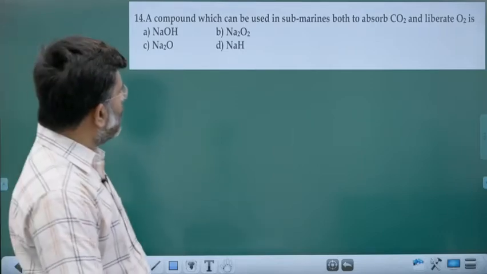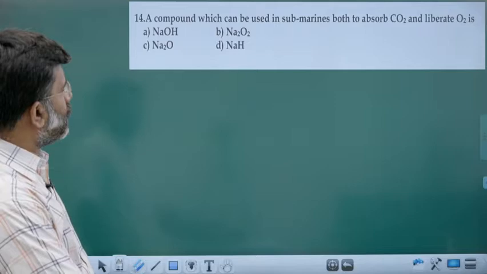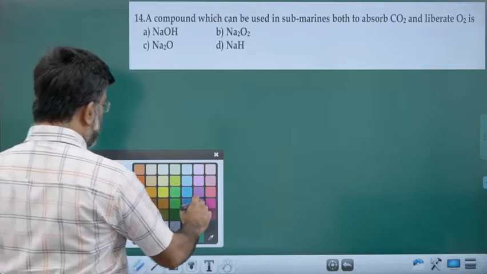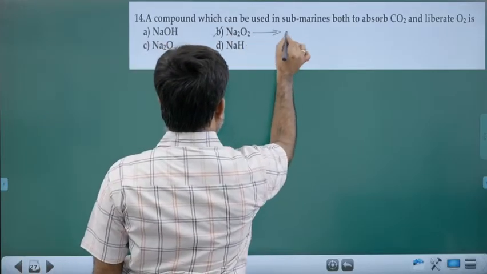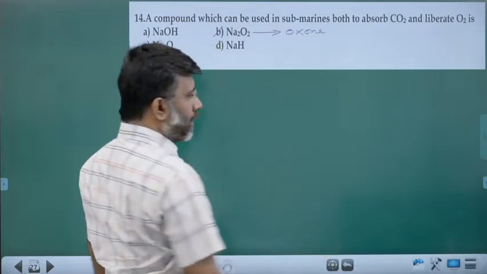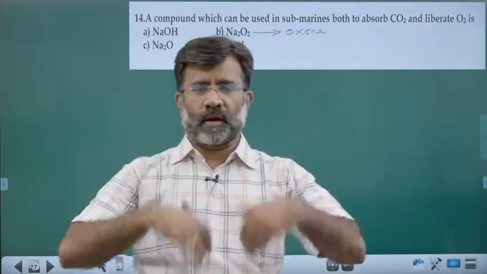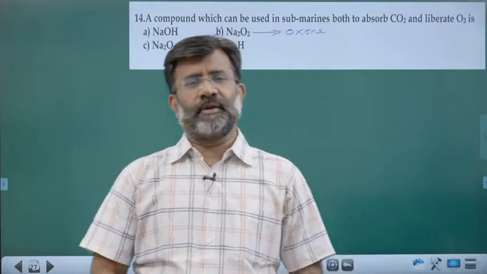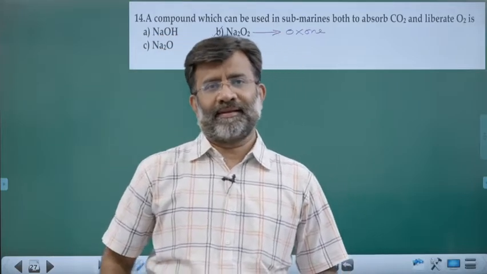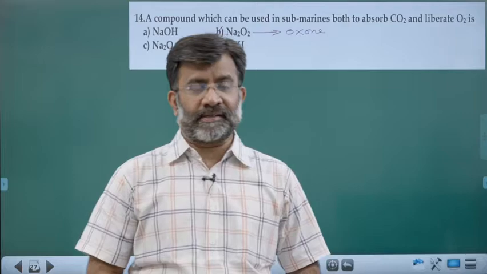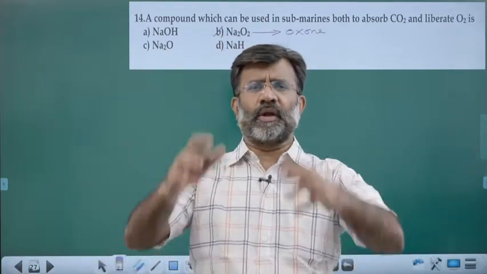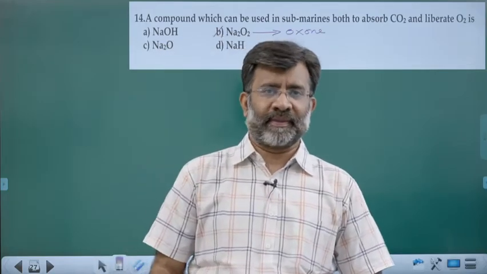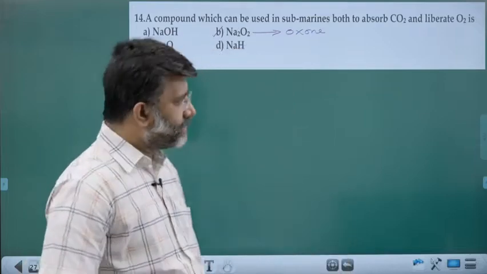A compound which can be used in submarines for absorbing carbon dioxide and liberating oxygen is Na2O2, the one which is very famous called oxone. It can absorb carbon dioxide and release oxygen. It can be used in submarines. It can be used in heavily crowded areas, like crowded hospitals, tunnels, railway stations. When heavy crowding comes and there is an emergency situation of decreasing oxygen, it can be used. Okay, next.